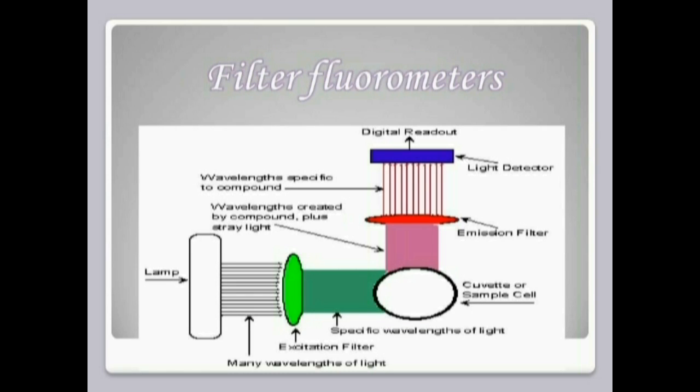As you can see in the diagram, a lamp is used to produce light which passes through the excitation filter so as to filter out a specific wavelength of light. Then this filtered light falls on the sample, which absorbs it and emits certain wavelengths, which then pass through the emission filter. The emission filter filters the specific wavelength, and finally a light detector gives out the digital readout when these wavelengths fall on it.